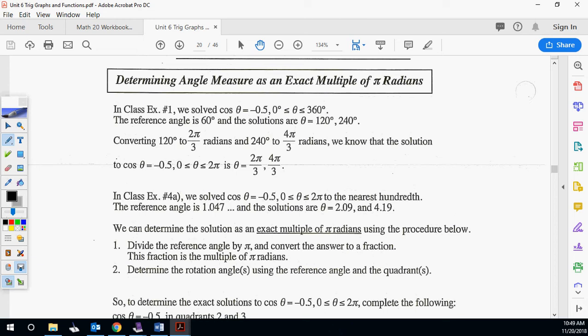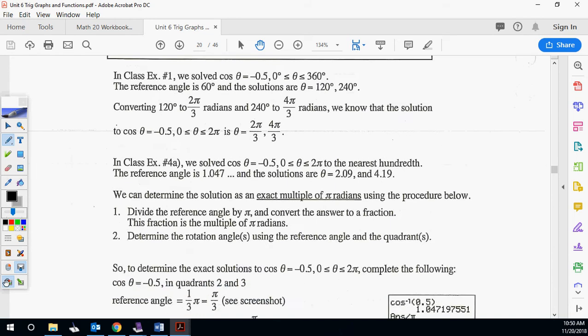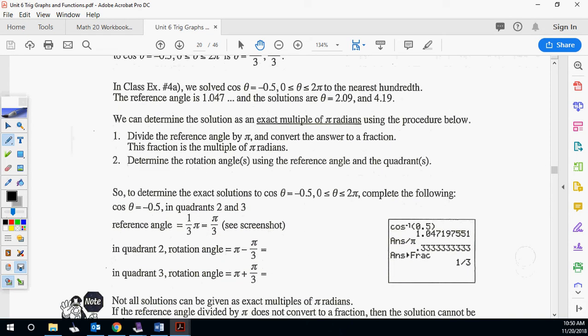Okay, so in the class example, we solved for theta as -0.5. The reference angle is 60, and the solutions are 120 and 240. Converting that to radians, it's 2 pi over 3 and 4 pi over 3. Those are locations on the unit circle, actually. In class 4A, we solved cosine of negative 0.5 to the nearest hundredth. The reference angle is 1.047, which we got. The solutions were 2.09 and 4.19.